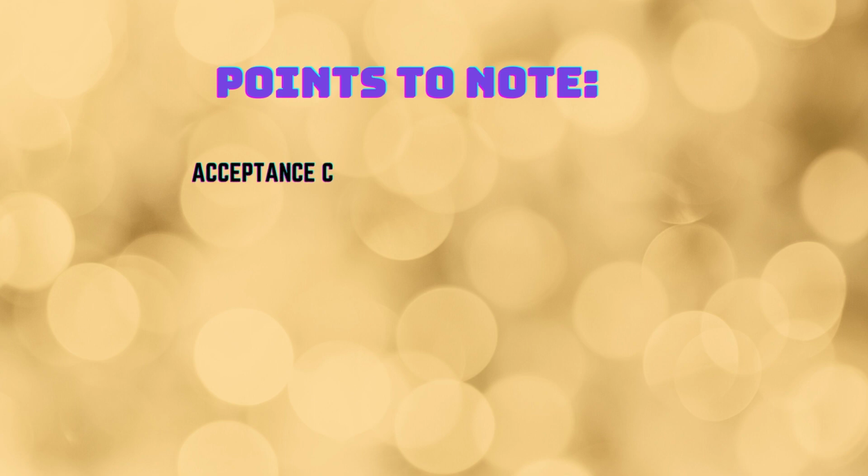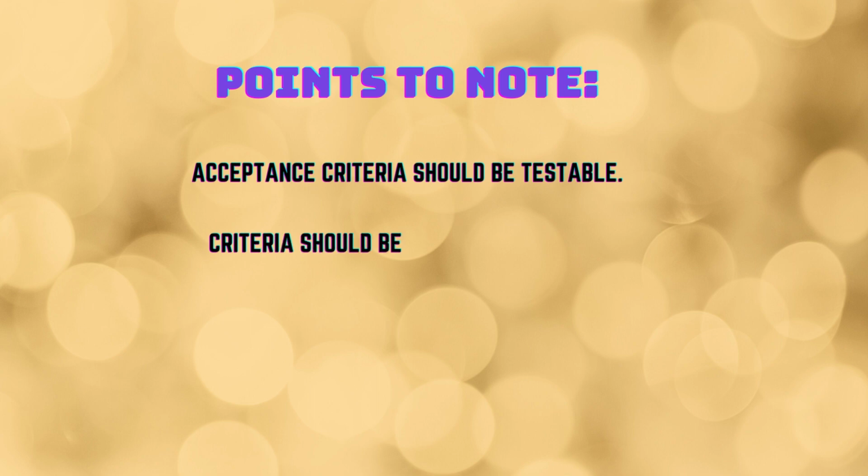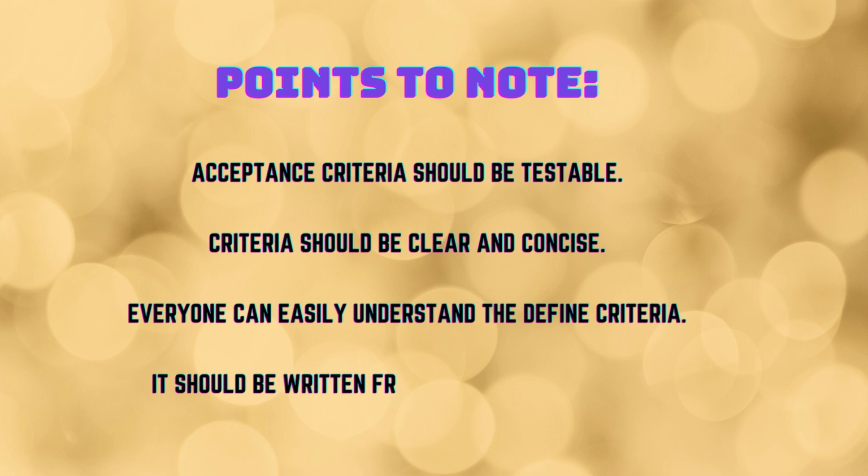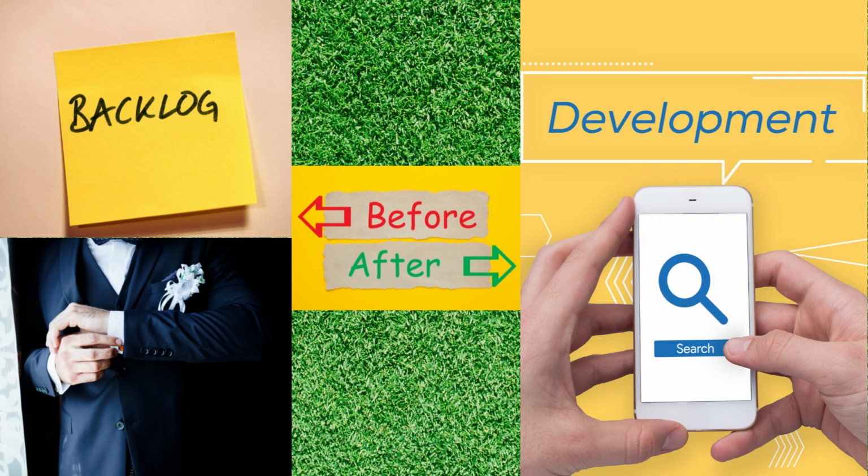A few pointers to keep in mind before acceptance criteria are defined. First, acceptance criteria should be testable. Second, criteria should be clear and concise. Third, everyone can easily understand the defined criteria. Fourth, it should be written from the customer's viewpoint. Acceptance criteria are usually defined during product backlog grooming sessions, but before development begins.